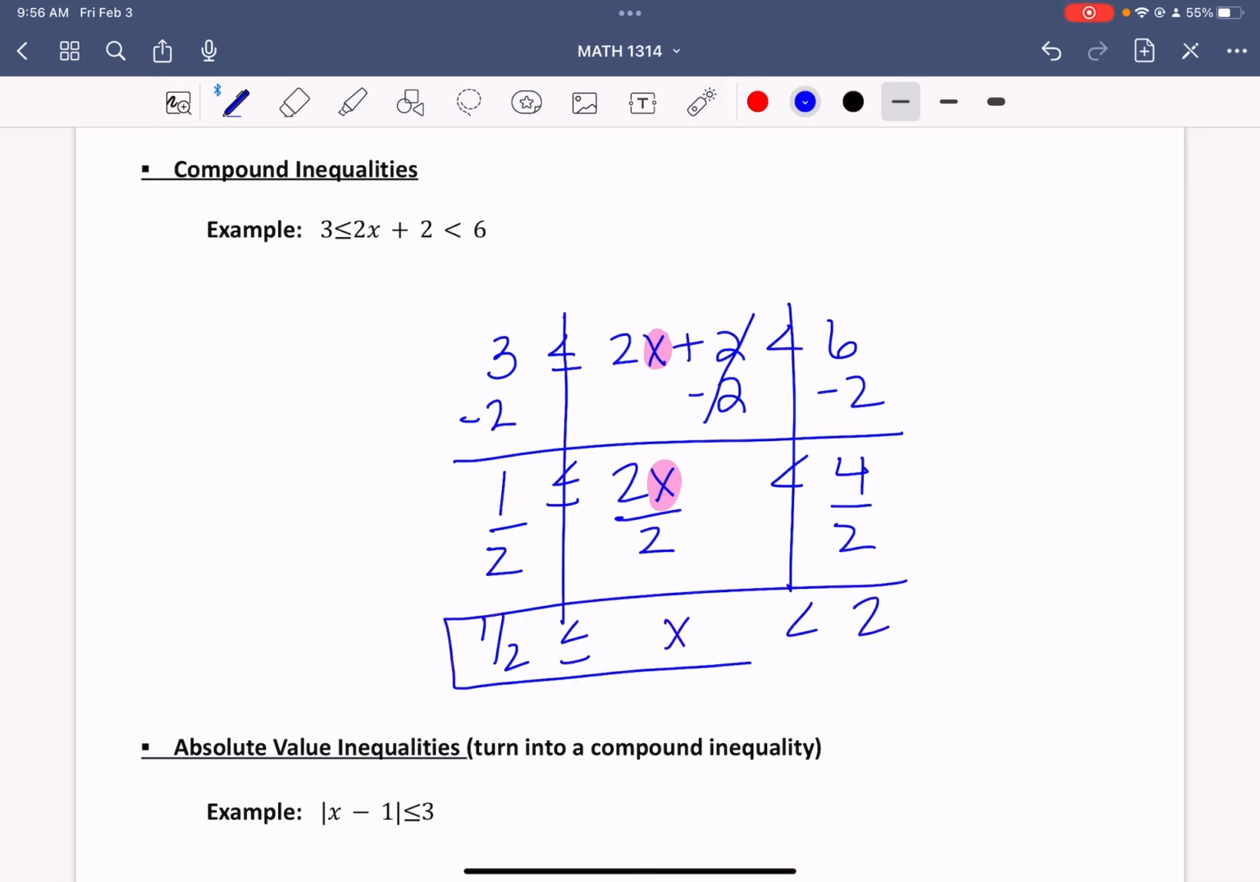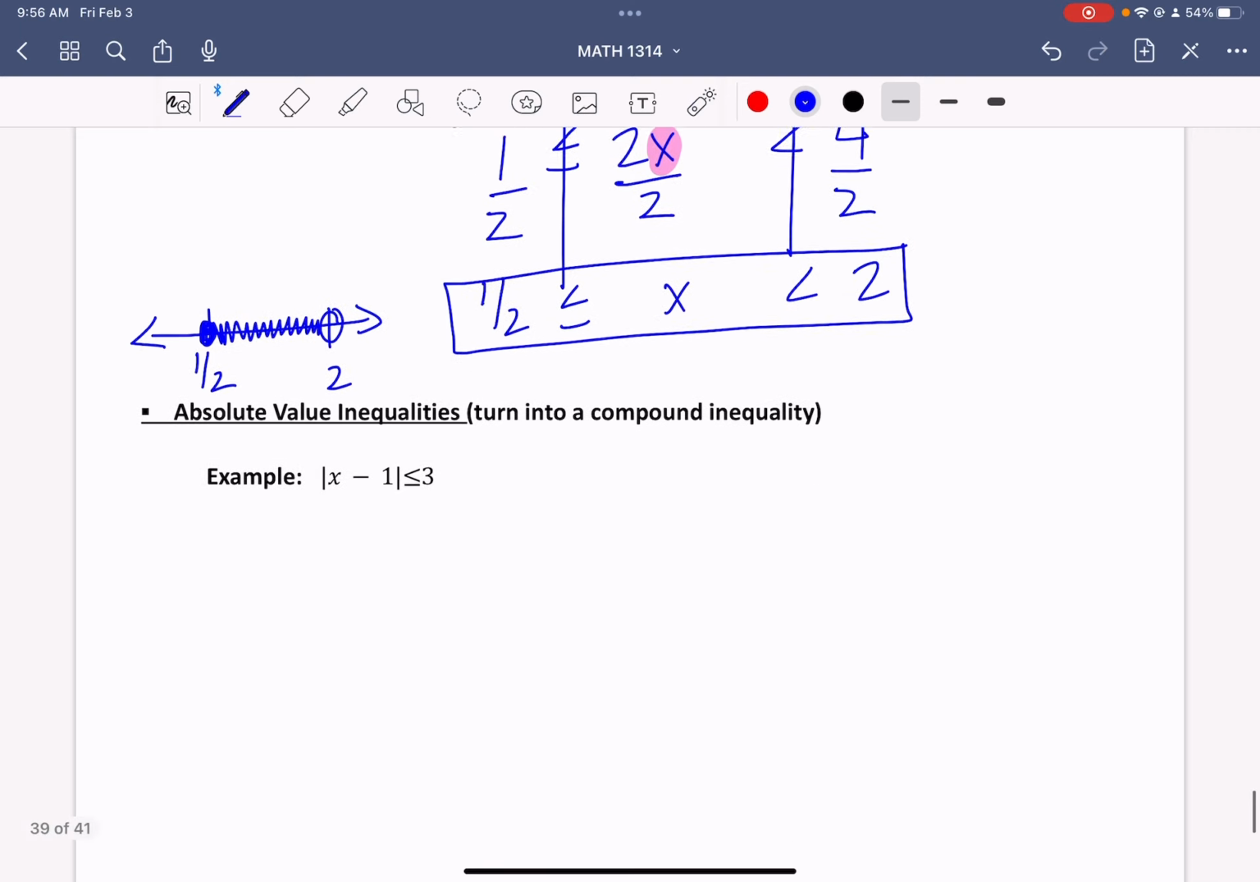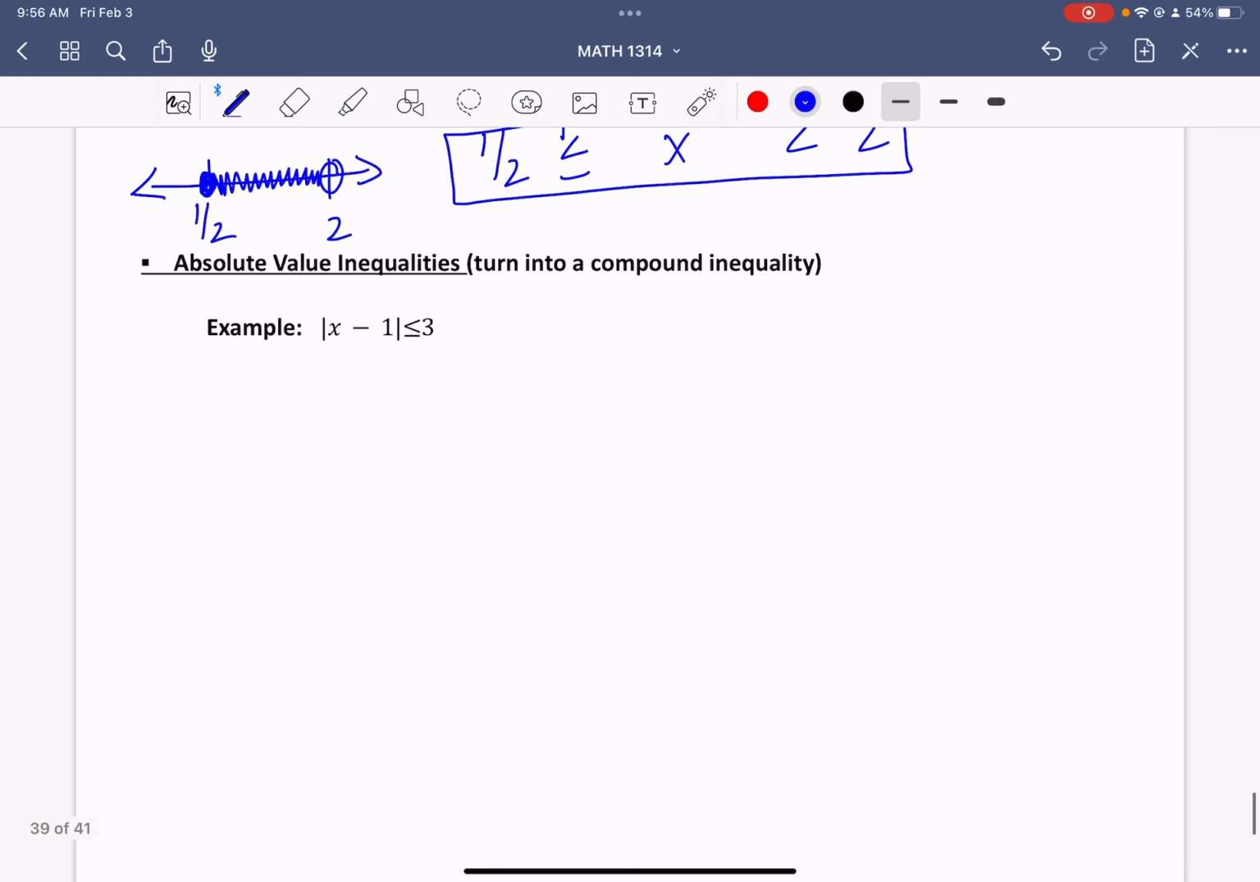So you can see I was able to get the end result that I did earlier when I split it up. Now let's take this further. Let me show you what this number line would look like. Here's 1/2. Here's 2. I'm equal at 1/2. I'm not equal at 2. And I want all these numbers in between. So when we're working with compound inequalities, this is another way that you could approach it and do it all in one swoop. The next type of inequality I want to deal with is an absolute value inequality.